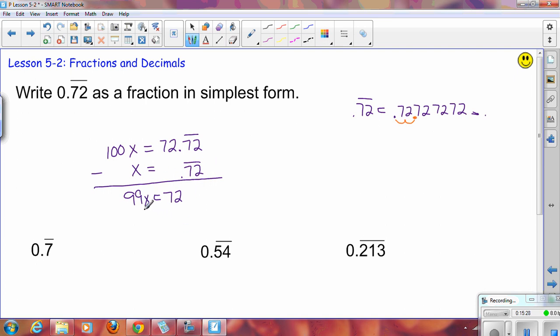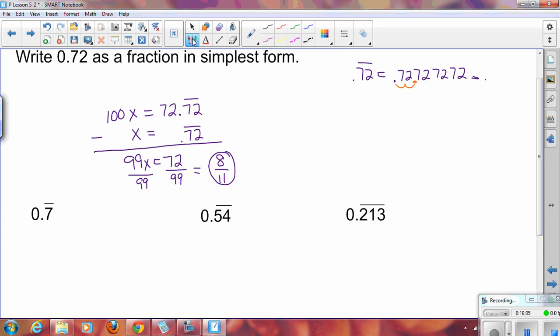Now, what's happening to the x? It's being multiplied by 99, so we divide by 99. And 72 divided by 99. Okay? Then we simplify that. 72 over 99, which simplifies down to 8 over 11, because they're both divisible by 9. So 0.72 repeating is 8/11ths. And if you don't believe me, take 8 divided by 11. You're going to get 0.72727272.